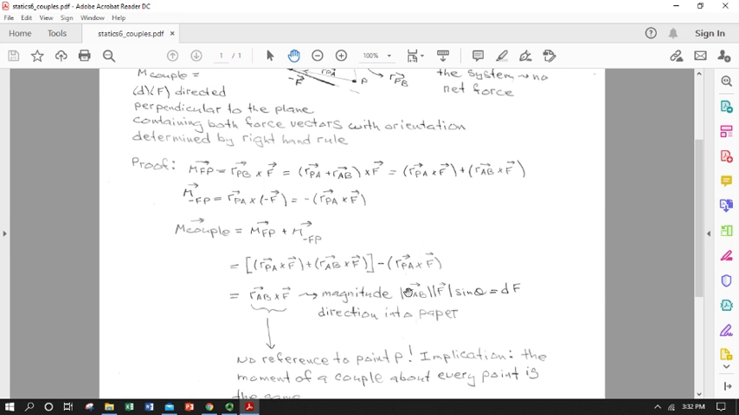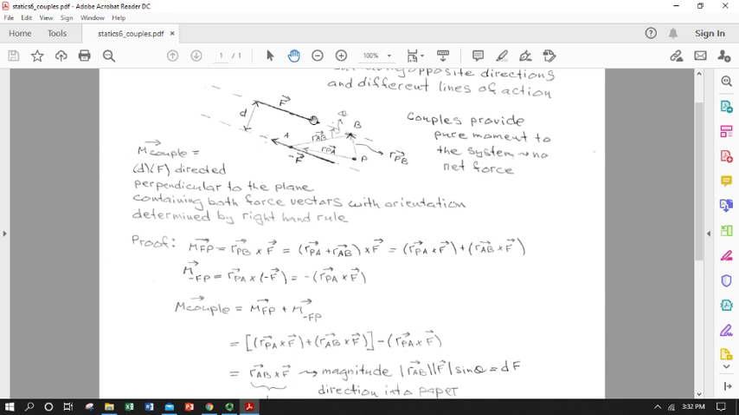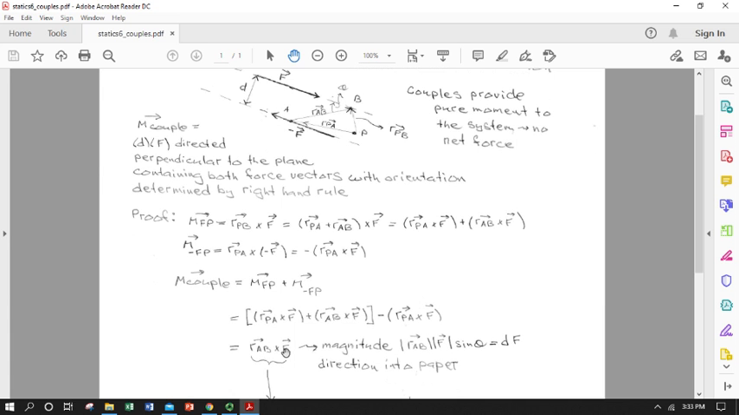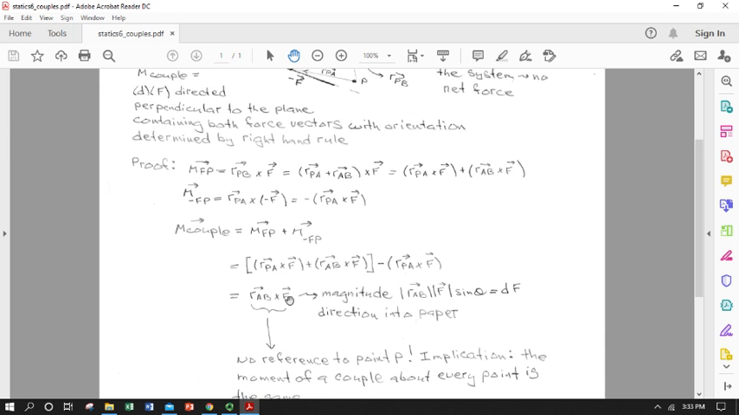R P to A cross F, R P to A cross F, negative. That goes away and that goes away. So I'm left with R A B cross F. Okay, what was R A B? Oh, right here. Hey, R A B is a radius vector that connects the two lines of force. Okay, so I take this line, it's in a cross product with the line of force of F. Okay, so R A to B is this vector, and it's being crossed with F.